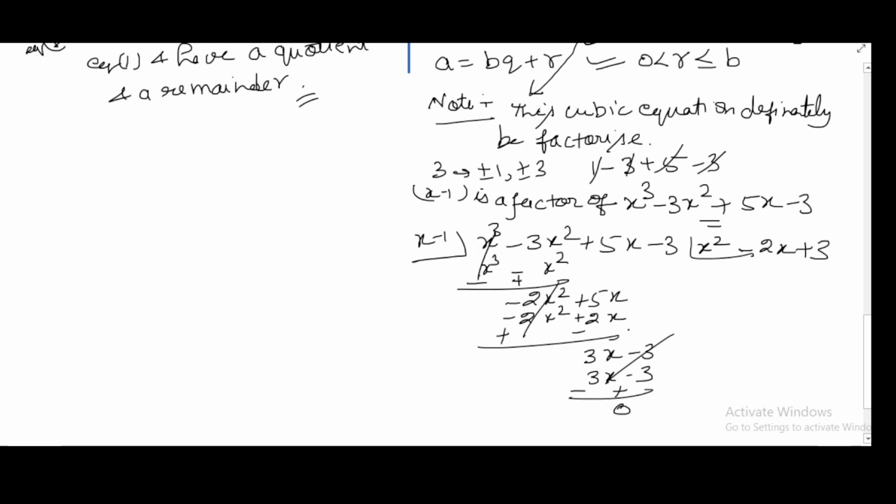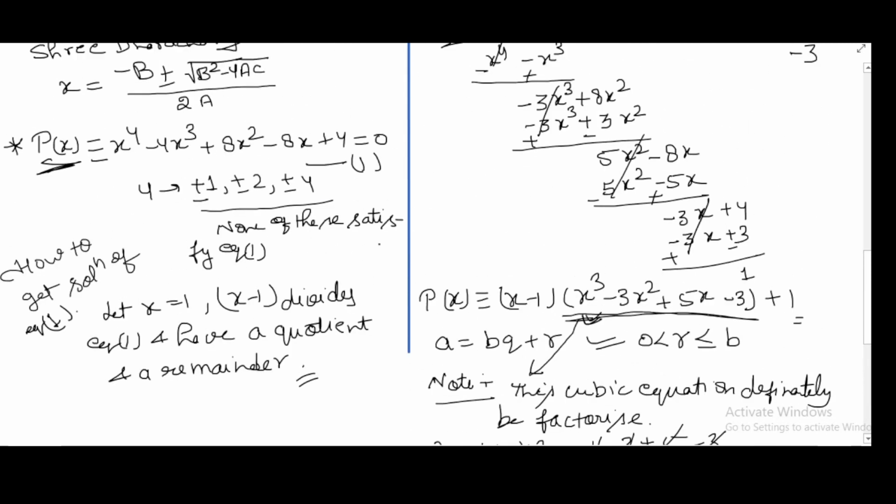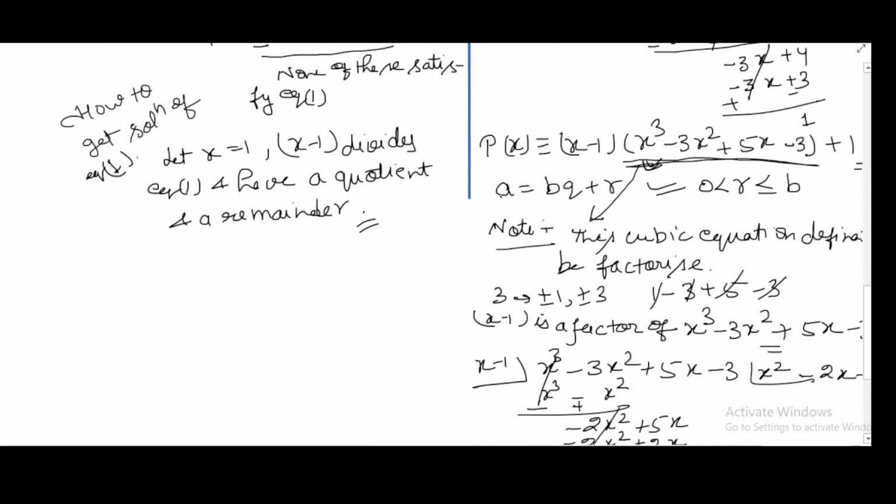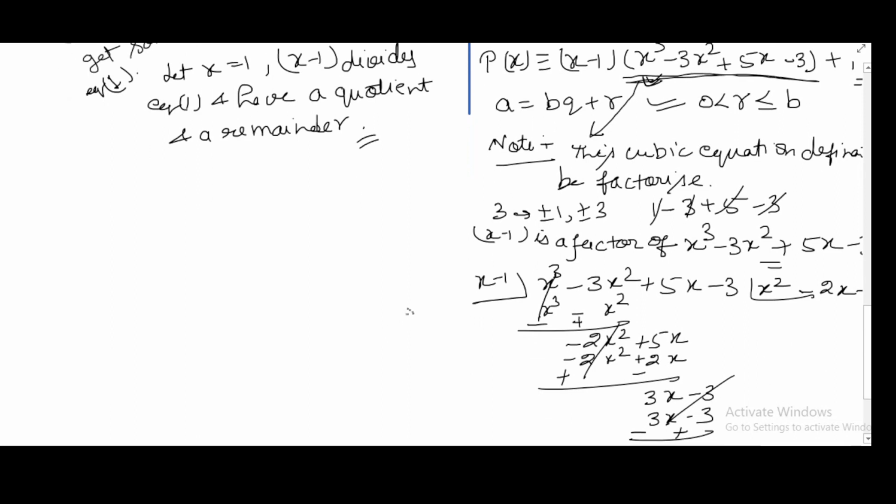We are seeing that this particular expression px, that was earlier written in the form of x minus 1 into x cube minus 3x square plus 5x minus 3 plus 1, can now be written as, I will write it here, px equal to x minus 1, right?